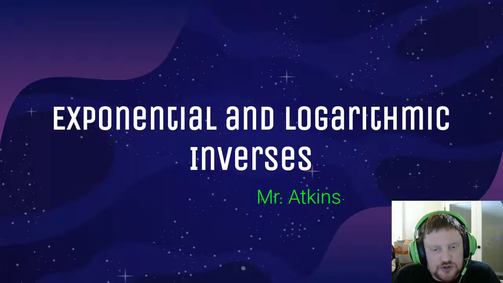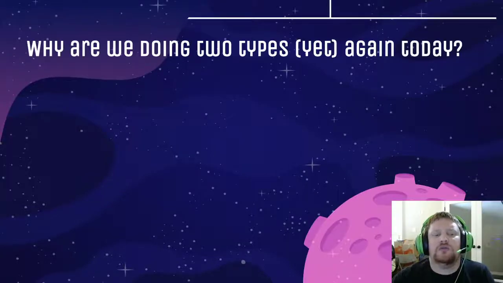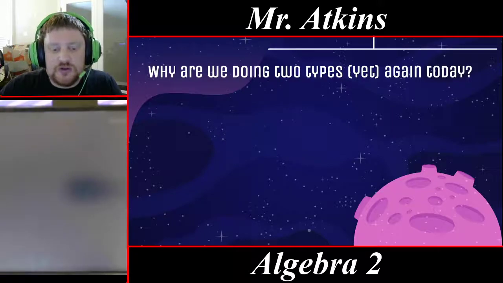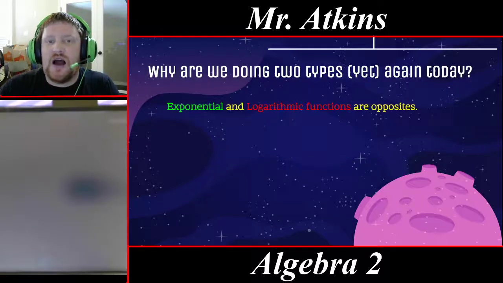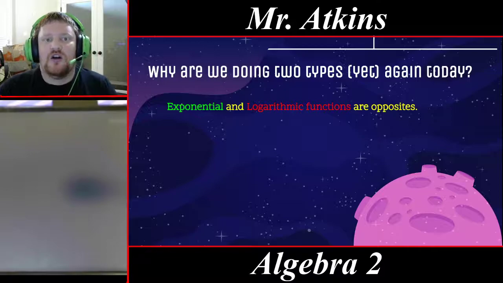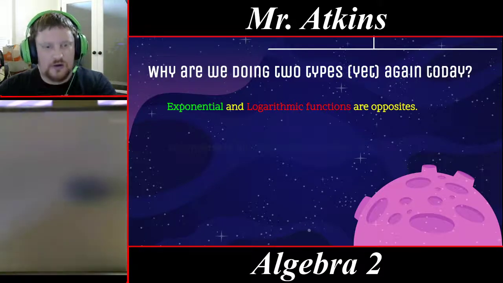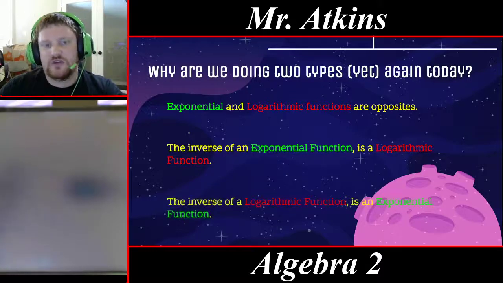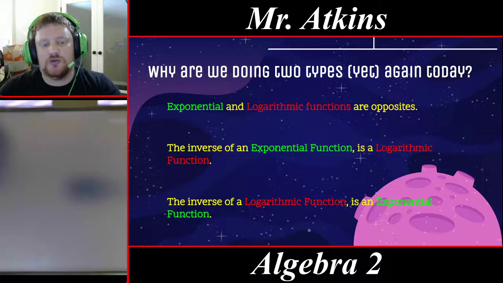By now the pattern should be coming used to you guys, the question being, why are we doing two types yet again? And yet again, the answer is still the absolute same. Exponential and logarithmic functions are opposites. They are inverses of each other. The inverse of an exponential is a logarithmic. The inverse of a logarithmic is an exponential.